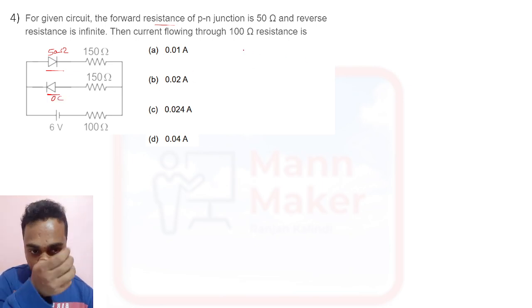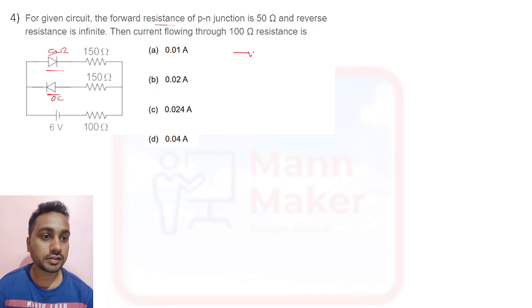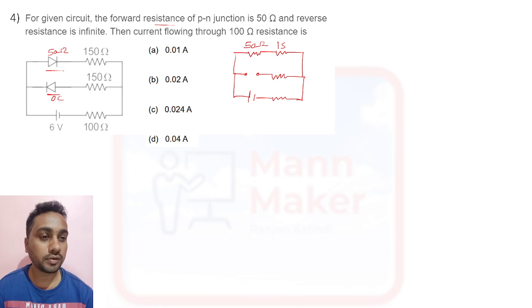So we can redraw this circuit like this. We can change this one into resistance and we can make this circuit again. Infinity means open circuit and this will be like this. Here 6-volt battery, one resistor and this is the circuit diagram. This is how much? 50 ohm. This is 150 ohm. This is again 150 ohm and this is 100 ohm and this is 6 volt. Okay. So now we can redraw this circuit again like this.